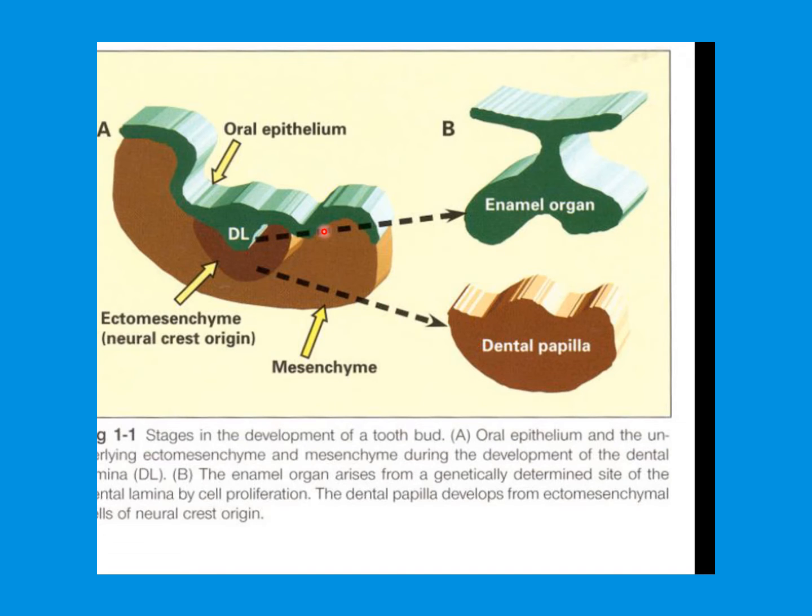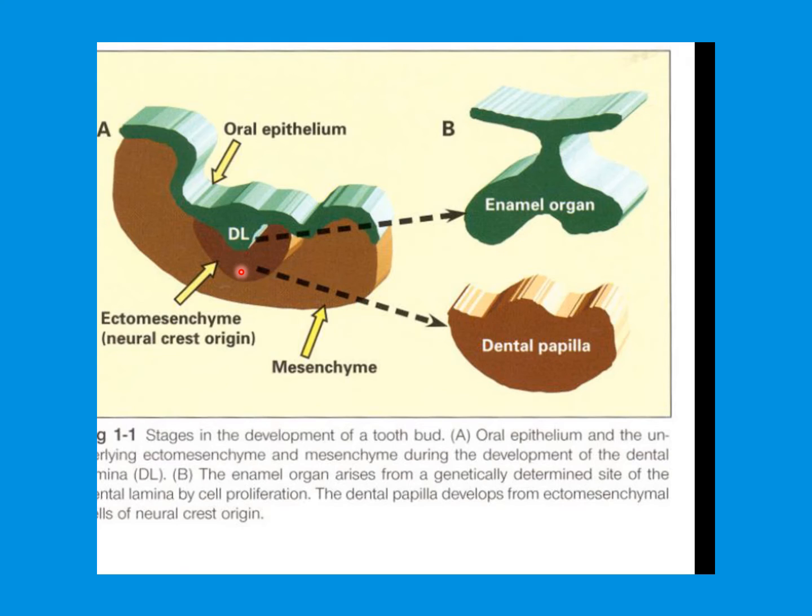This diagram shows the oral epithelium in green color with the dental lamina, which is continuous with the oral epithelium, and the brown color, which shows the ectomesenchymal tissue, and this is the formation of the dental papilla and dental sac. Why do we call it ectomesenchymal tissue or ectomesenchymal cells?